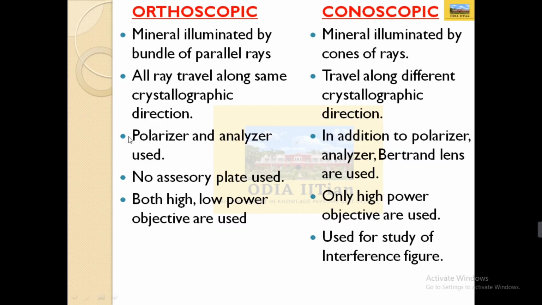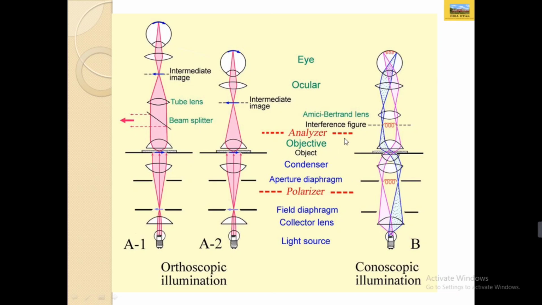This is the most important point. In orthoscopic, polarizer and analyzer are used. In conoscopic, polarizer, analyzer and Bertrand lens are used. No accessory plate is used. Only a high power objective is used in conoscopic, while both high and low power objectives are used in orthoscopic. This is used for the study of interference figures. In this figure, we can notice that there is a Bertrand lens present here. The Bertrand lens is present above the microscopic stage and below the analyzer. Similarly, the condenser is present here, which converts the light into a point.